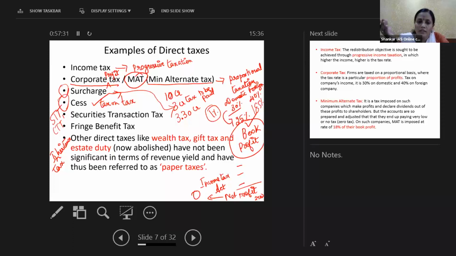But all of these taxes are very, very minimal amounts, and they are not collecting much value for the government, and therefore they are all being written as paper taxes. Estate duty is not there now; it's been abolished. Fringe benefit taxation is also not there now, so that has also been abolished. But these are all the types of taxes which you need to know, as the major or famous types of direct tax, right? So now to list down all the types of direct taxes.